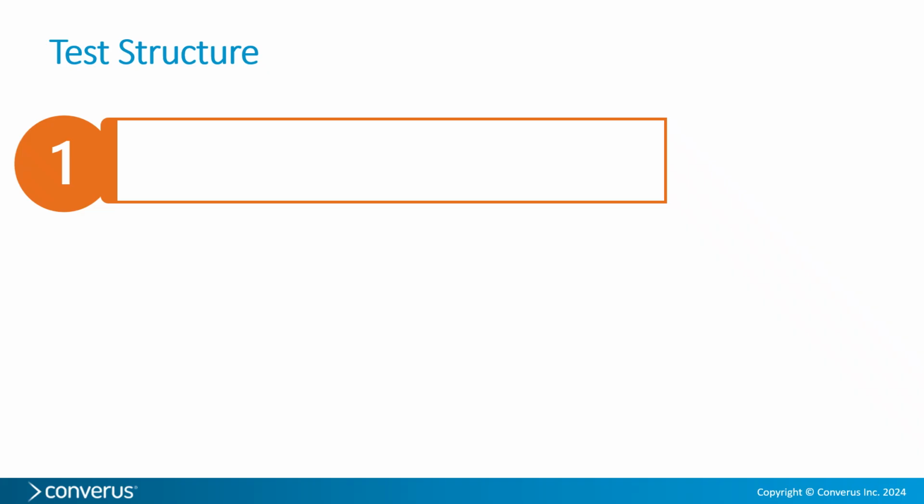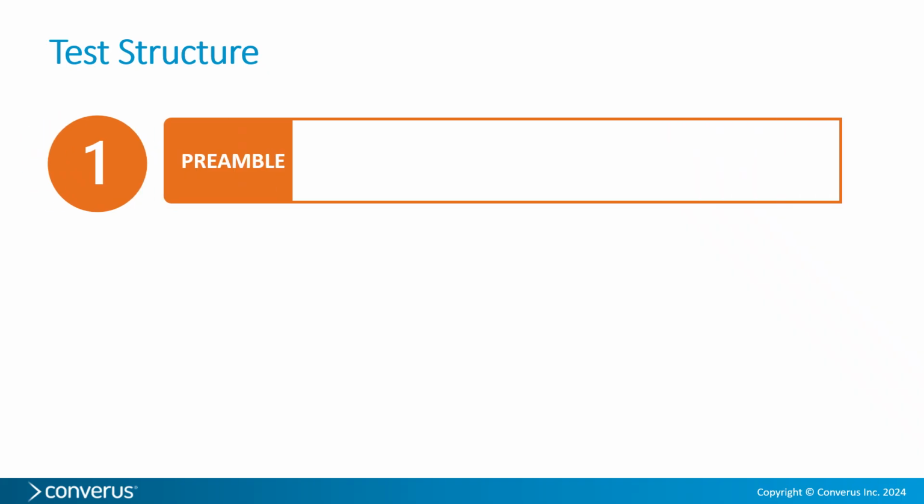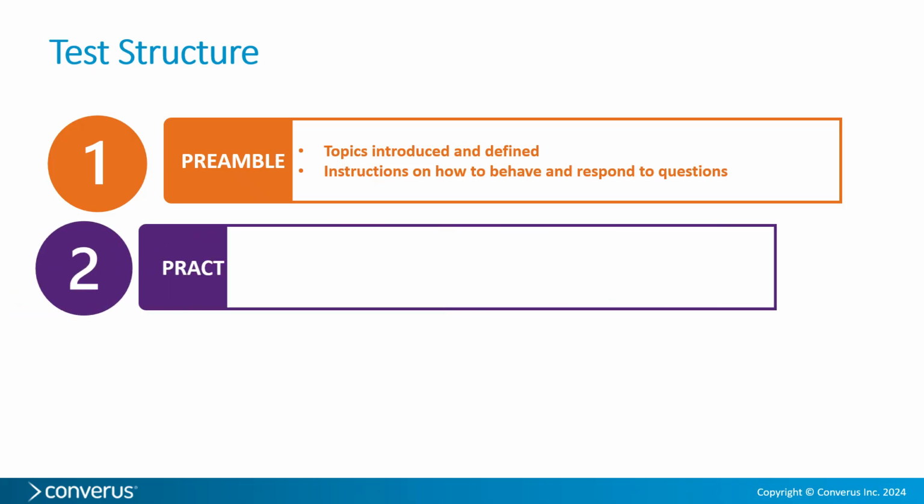Each EyeDetect protocol will have its own unique format, but in general they will all follow the same structure. Every test starts with pre-test instructions or a preamble. In the preamble, topics are introduced and defined. Instructions on how the examinee should behave and respond to test questions are given. After the preamble, there is a practice test.